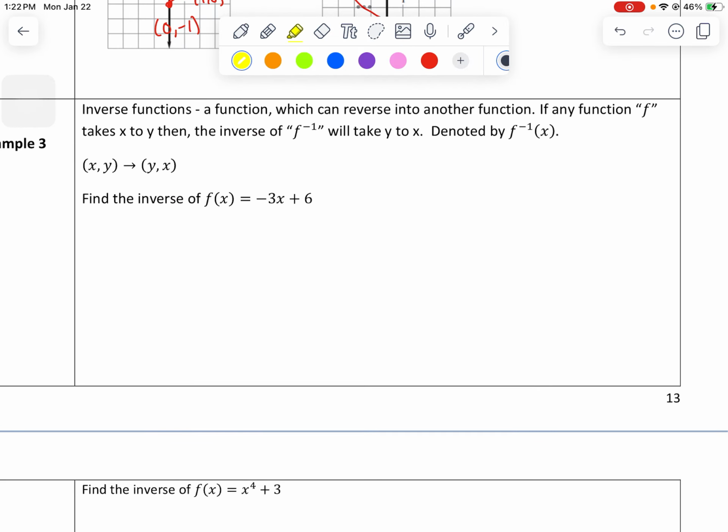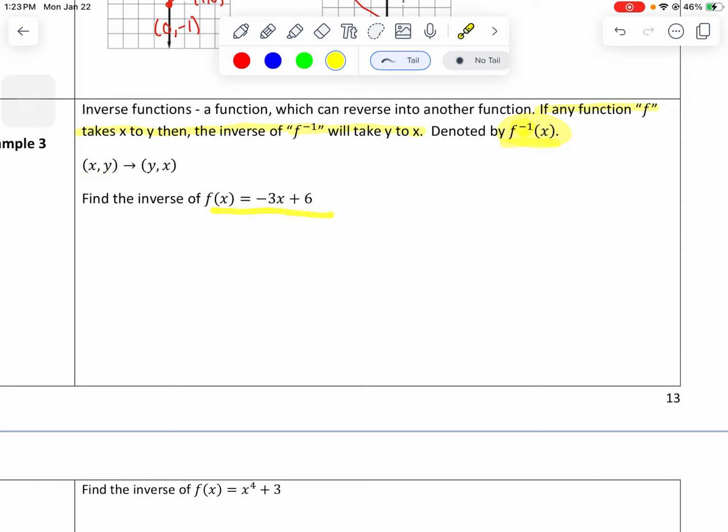Inverse functions are formally defined to be when you can reverse into another function. If any function f takes x to y, then the inverse f to the -1 will take y to x. So this is the notation we use to represent an inverse function. This is not actually a -1 exponent. It's just the notation in this case that we're using to denote the difference between the original and its inverse function.